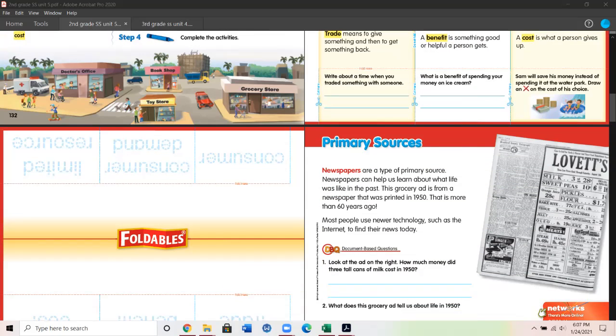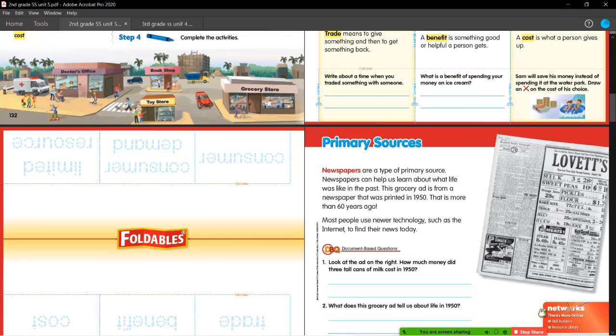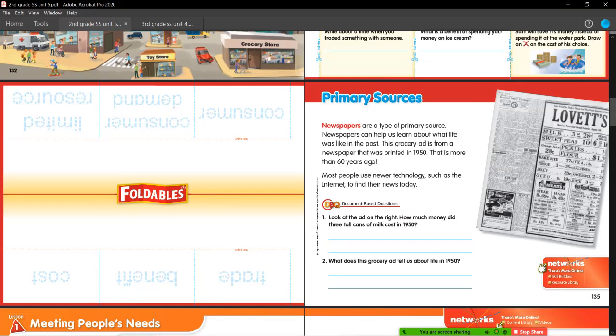And last, we're going to talk about primary sources. Now our primary source for this lesson or this opener is newspapers. Newspapers are types of primary sources. Newspapers can help us learn about what life was like in the past. The grocery ad is from a newspaper that was printed in 1950. This is more than 60 years ago. People use newer technology, such as the internet, to find news today.